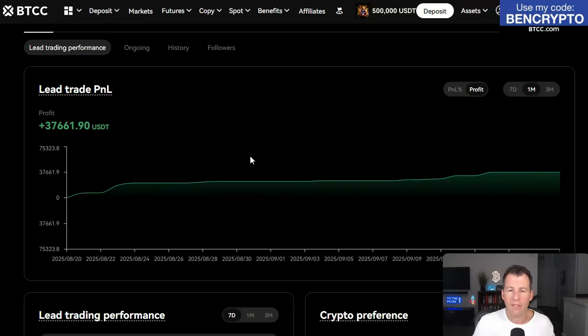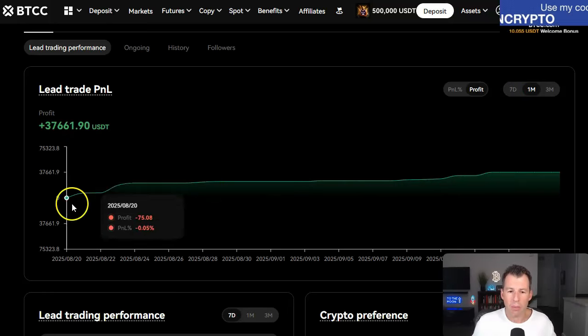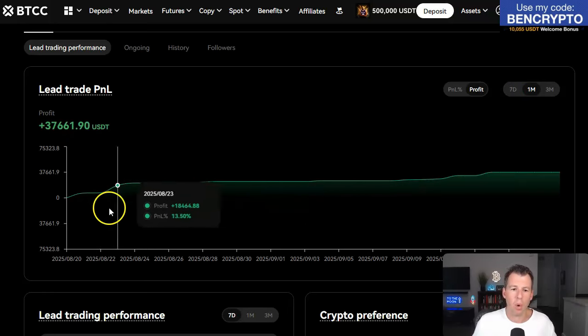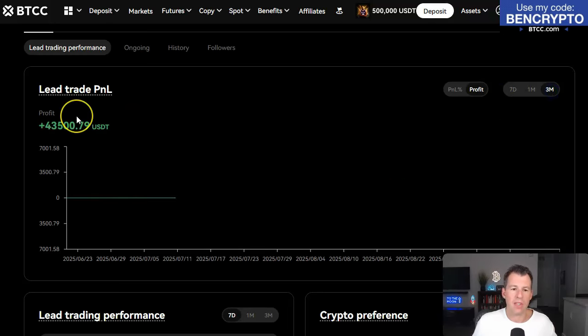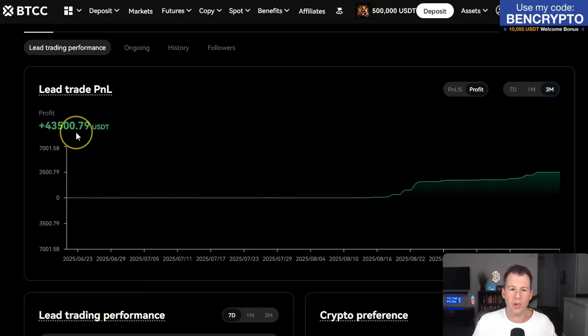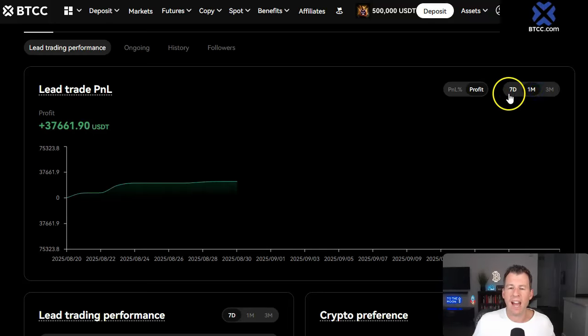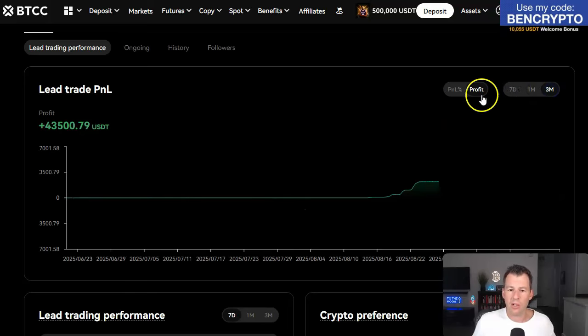I want all their profits to be spread out evenly throughout the month, like it kind of is here. I don't want just one big spike at the start of the month based on one good trade and then everything else is flat. And then if you click on the 3 months, he's made basically the same as the 1 month, $43,000. So it looks like he's done most of his trading in the last month and week. You can see, here's the 3-month chart.